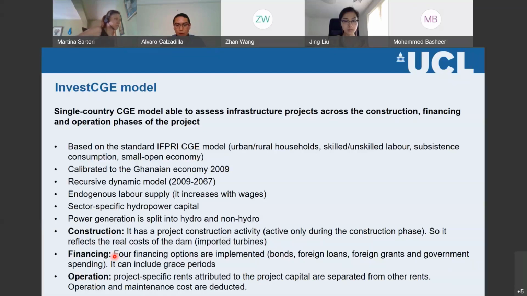They can include different interest periods, and also different grace periods. We have the operation phase also accounted in this framework, where the project-specific rent attributed to the project capital is separated from other rents. In this case, basically, the rent of this capital is the electricity which is generated by the Buoy Dam. As you can see, we have introduced in the model several characteristics which allow us to assess these different phases of these infrastructure projects.